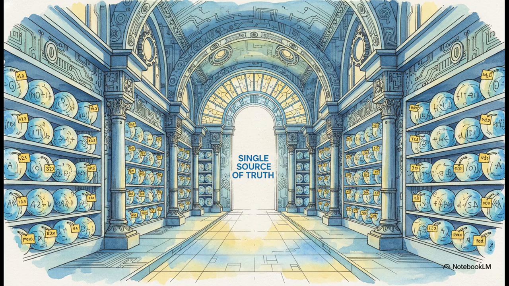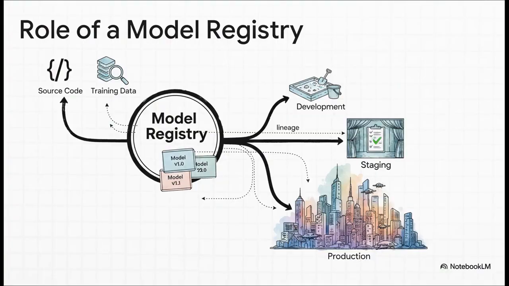Okay, next up, model registries. So, you've tracked your experiments, and you have a trained model you're really happy with. Awesome. But where does it go now? The answer is a model registry. Think of it as the single source of truth, the definitive library for all your models. This is the system that turns a model from just being a random file on a server into a properly managed, versioned asset.